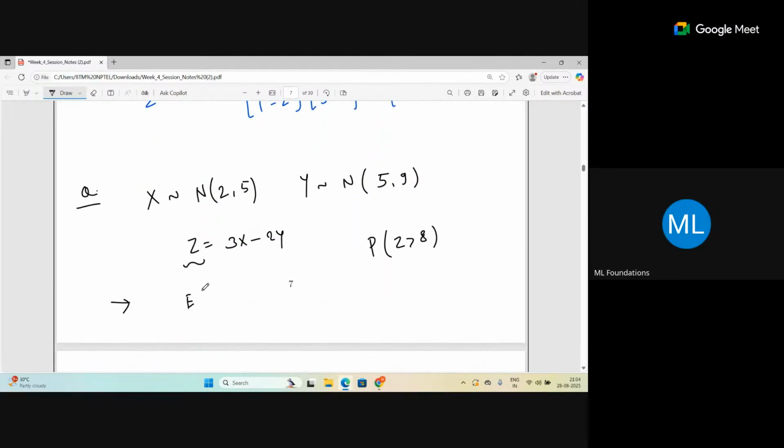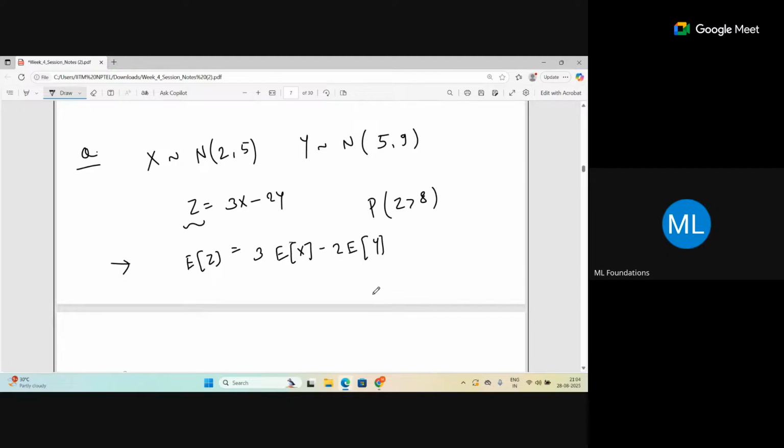What is the expectation of Z? It is going to be 3 times expectation of X minus 2 times expectation of Y. So 3 times expectation of X is 2, and minus 2 times expectation of Y is 5. So it is 6 minus 10, which is minus 4.